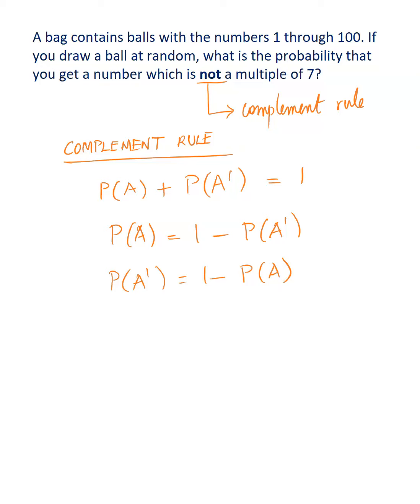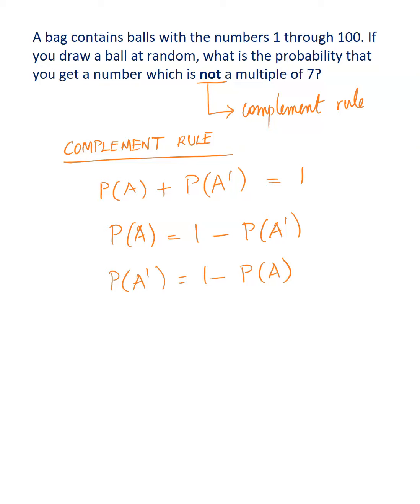So if you think of this particular problem, the bag contains balls with numbers 1 through 100. So we have 100 numbers in total. That is your sample space. But if you draw a ball at random, we're asking what is the probability that it's not a multiple of 7? Multiples of 7 is something we can quickly list out, but not a multiple of 7 is so many, right? But we are asked to find what is not a multiple of 7. To answer that, we're going to go ahead and find what is a multiple of 7.